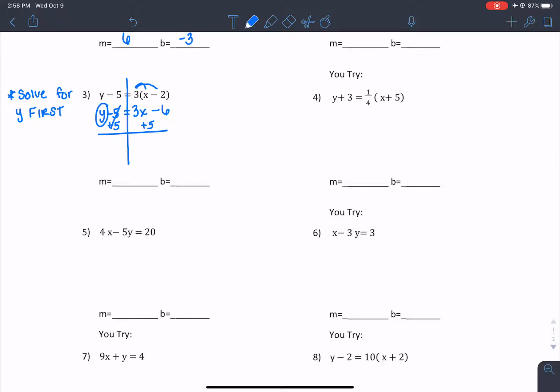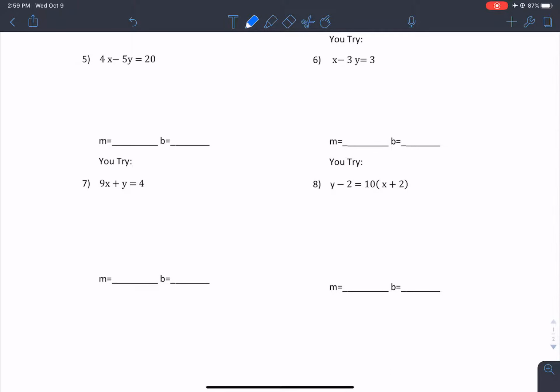Negative 5 plus 5 is nothing, so I have y by itself equals. I can't add the 3x to the 5 because they're not like terms. So keep the 3x, but I can add the negative 6 and the 5 because they're both just numbers. So negative 6 plus 5 is negative 1. So my slope, the number stuck to x, is 3. My y-intercept, the b, is negative 1. Got it? Okay, you try number 4.